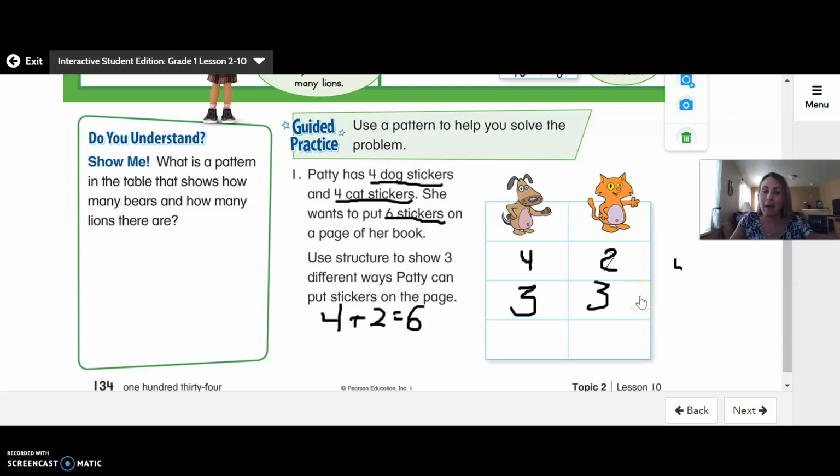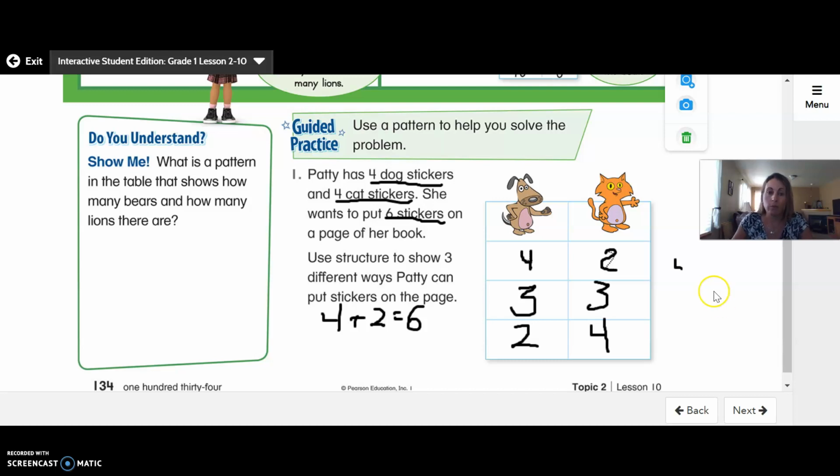Now I'm going to look for a pattern. Look at this pattern. It's counting down. 4, 3, 2. Let's see what way this one's going if I look at this pattern. It's counting up. 2 plus 1 is 3, plus 1 more is 4. So there is my third way. Patty could have 2 dog stickers and 4 cat stickers, and 2 plus 4 equals 6.